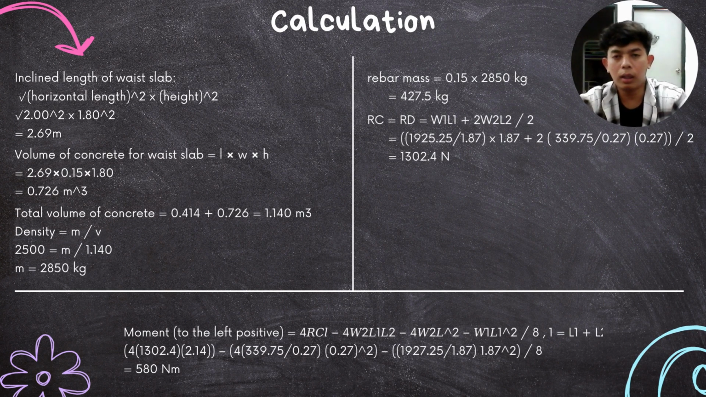Next, the incline length of base slab is 2.69 meter. The volume of concrete for base slab is 0.726 meter cube. The total volume of concrete is 2,850 kilogram. The rebar mass is 427.5 kilogram, and the RC is 1,300.25 Newton. And the moment, with left positive, is 5.80 Newton meter.